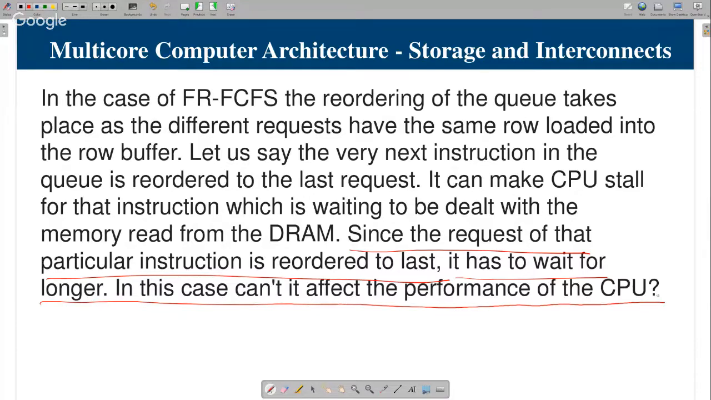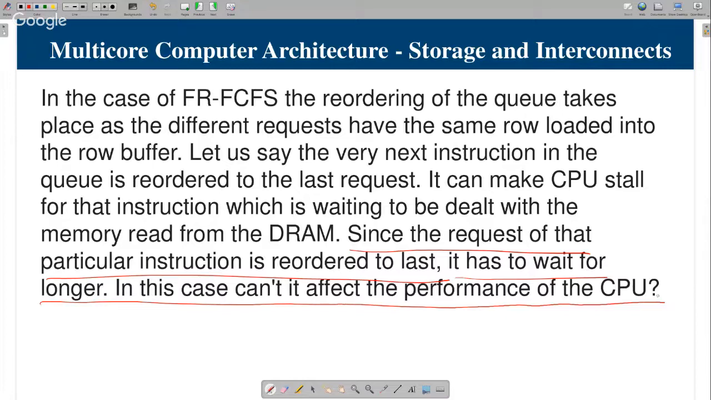Whereas any other request, even though it came first, that is to a different row, in order to service that, first I have to close this row. That means precharge the contents of the row back into the DRAM rows and then activate a new row. This process of precharging a row and activating a row is a time-consuming as well as power-consuming process.